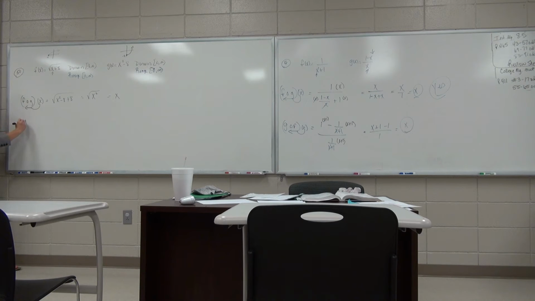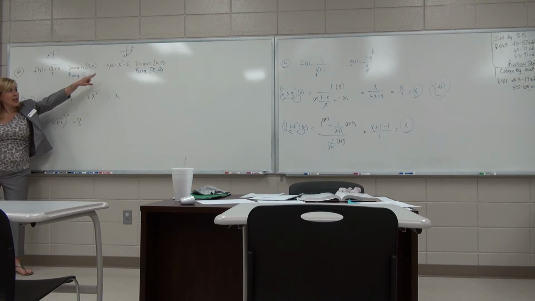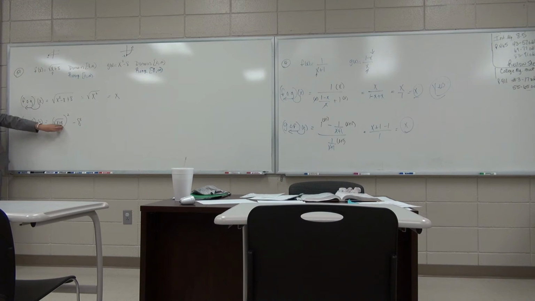Now let's do it the other way. G composed of f of x. You put your f function inside of your g function. Well, my g function is x squared, so that means I'm going to have the square root of x plus 8 squared minus 8. Because my g function is x squared minus 8. Wherever there's an x, you got to put the square root of x plus 8, square it, minus 8.